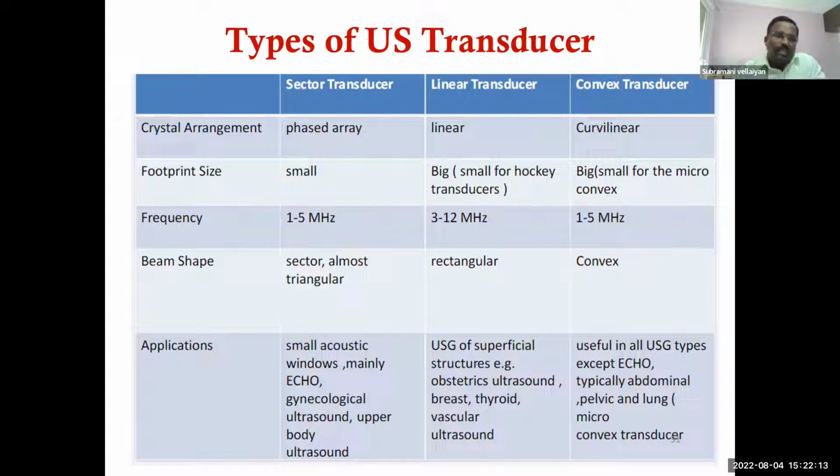The application of the sector transducer is for a small acoustic window, mainly echocardiography and cardiologic applications. The linear transducer is useful for superficial structures, whereas the curvilinear transducer is useful for very deep abdominal and pelvic structures.